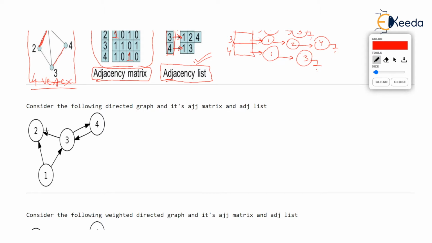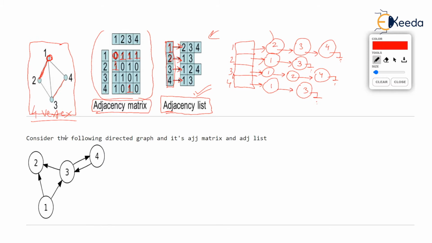So the above graph that we were looking at was an undirected graph. We said that if 1 is adjacent to 2, then 2 has to be adjacent to 1. It's a two-way link where there was no direction. But this typical example is a directed graph. Now we are asked to draw adjacency matrix and adjacency list for this graph. Just a spelling mistake. I meant ADJ here.